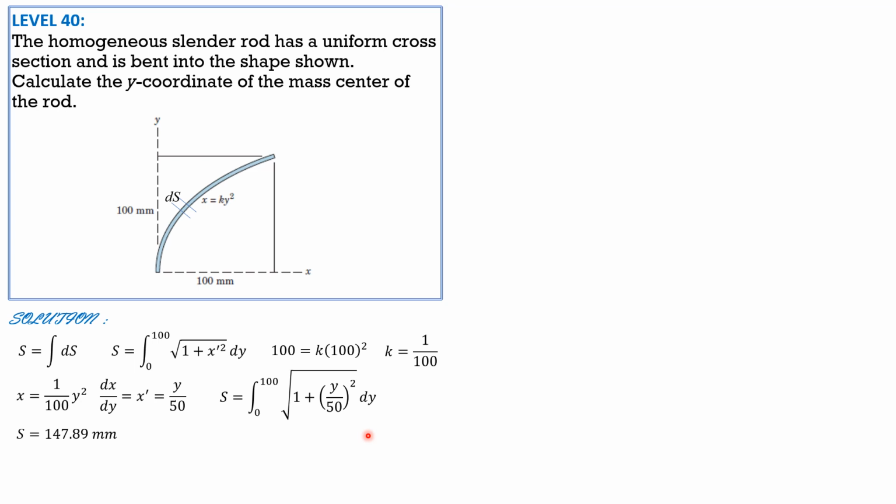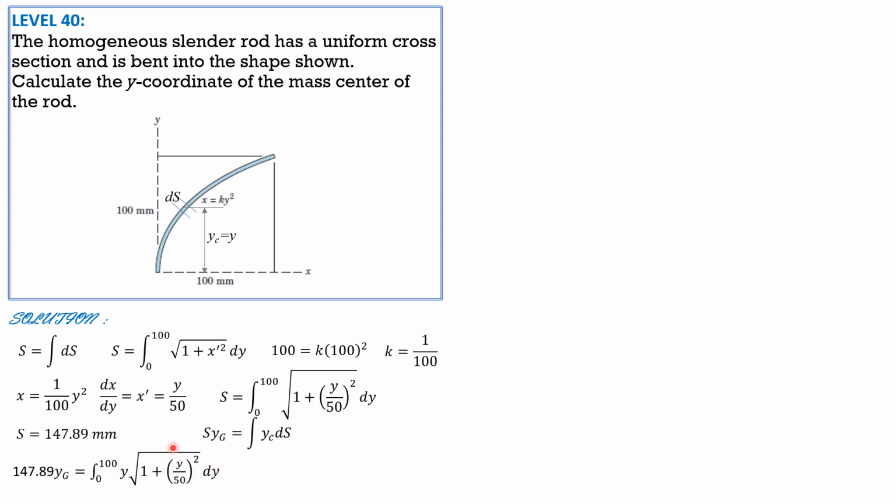Then by Varignon's theorem, S y sub g equals integral of y sub c ds. Because ds is like a point, so x sub c is just x, y sub c is just y. Because as I said, this differential element s is like a point. So y sub c is just y, x sub c is just also x if x coordinate of the centroid is to be located. So 147.89 y sub g equals integral from 0 to 100 of y times square root of 1 plus quantity y over 50 square dy.